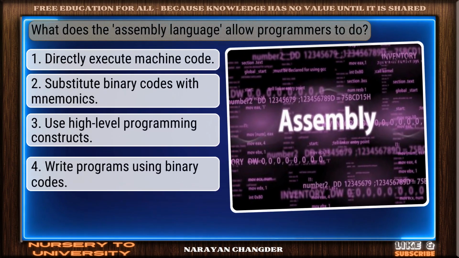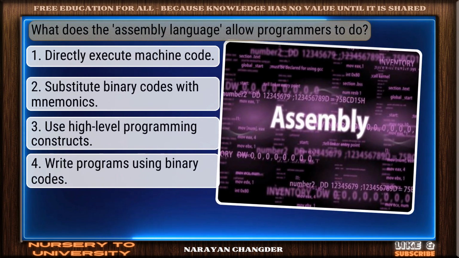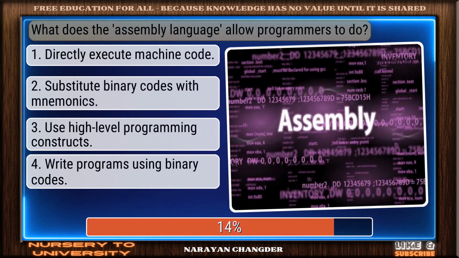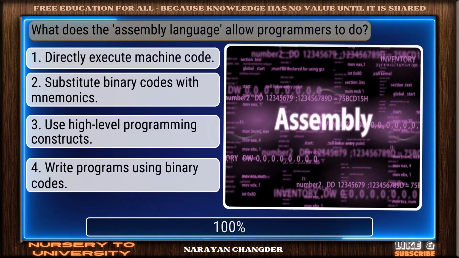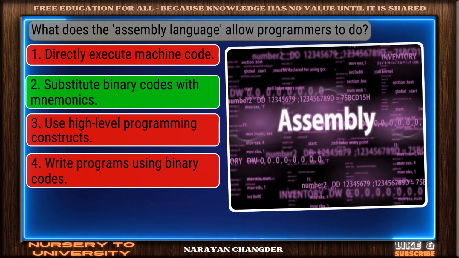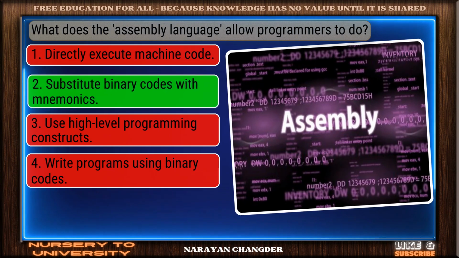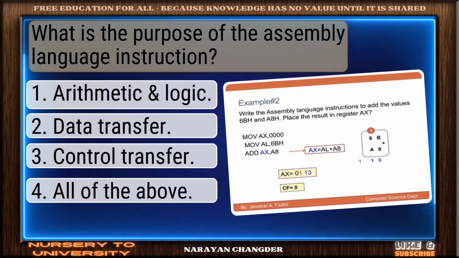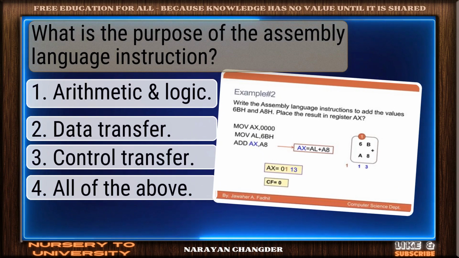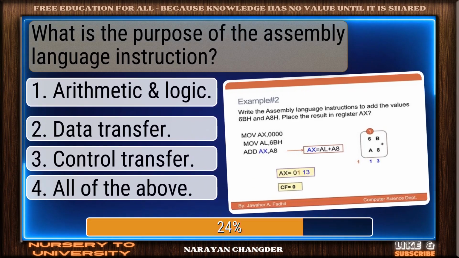Question number 37. What does the assembly language allow programmers to do? Exactly. Substitute binary codes with mnemonics makes sense, and it is the right choice. Question number 38. What is the purpose of the assembly language instruction?